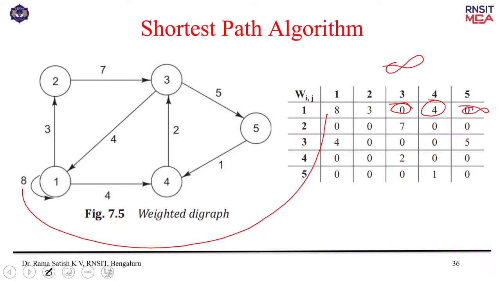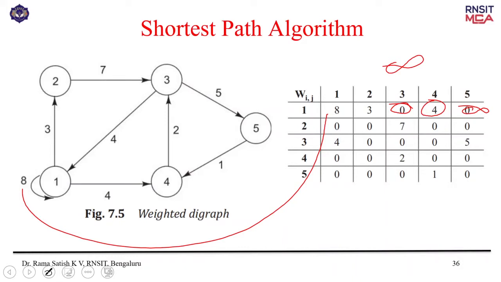Same way, between 2 and 1, 2 and 2, 2 and 3, 2 and 4, 2 and 5. Then 3 and 1, 3 and 2, 3 and 3, 3 and 4, just like this. Then 4 and 1, 4 to 2, 4 to 3, 4 to 4, 4 to 5. You have to write 5 to 1, 5 to 2, 5 to 3, 5 to 4, 5 to 5, how much distance? So you have to find the distance.